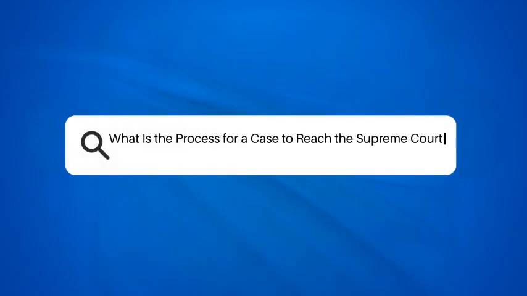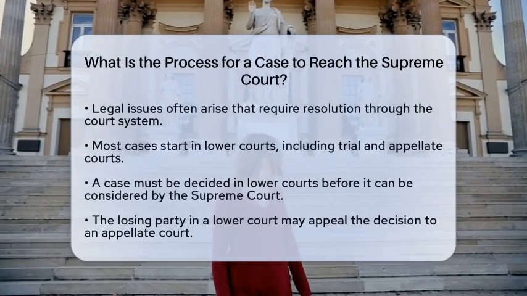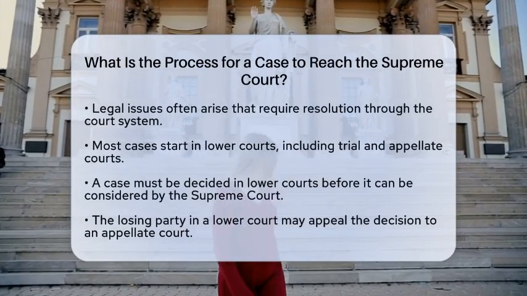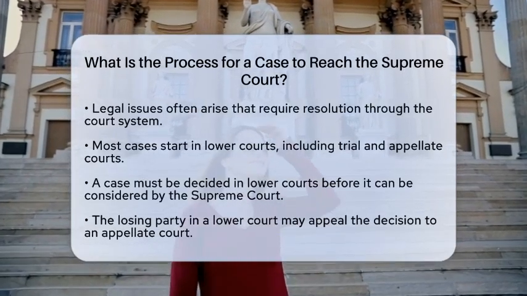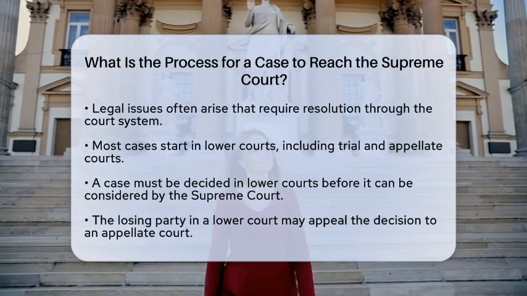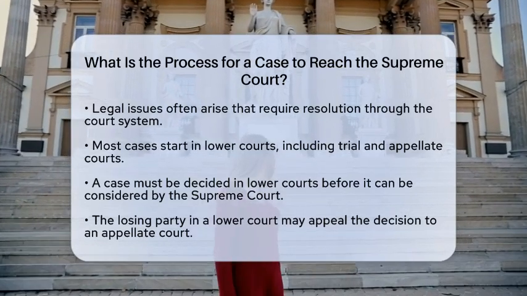What is the process for a case to reach the Supreme Court? Imagine a legal issue that has sparked debate and requires a final resolution. The journey of a case to the highest court in the land is intricate and involves several key steps. Initially, most cases begin in lower courts, which include trial courts and appellate courts.